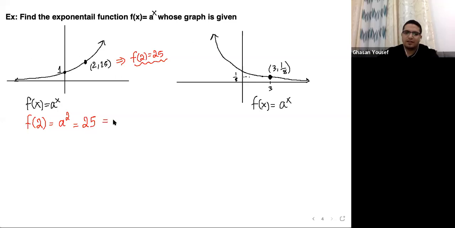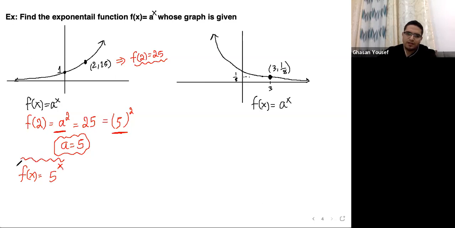Exactly. Now you have to rewrite the 25. Give me a number raised to the power 2 that gives me 25. It's 5. So this number actually is 5. Now, comparing this to this, what is the value for a? 5. So the function f of x equals 5 to the power x. This is my function.